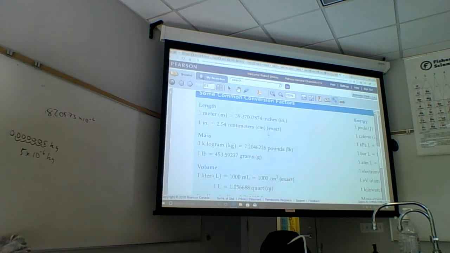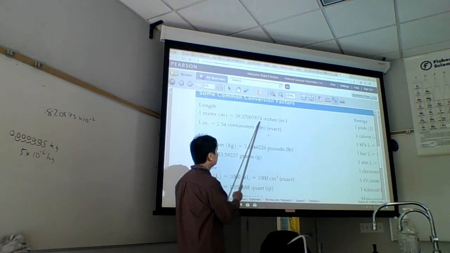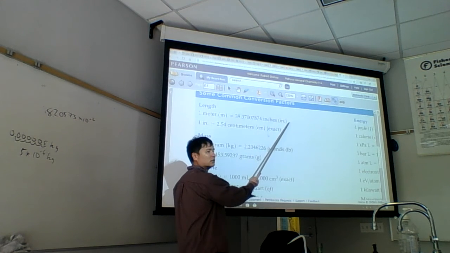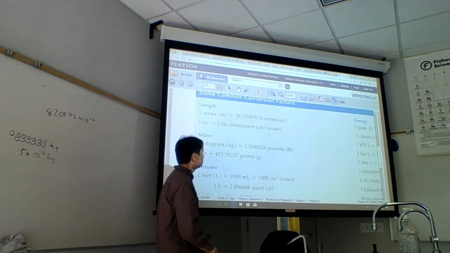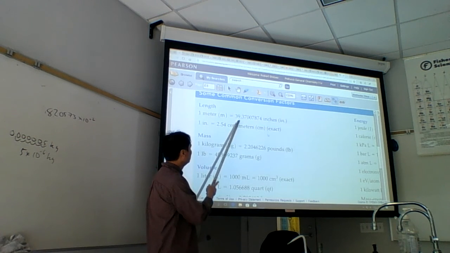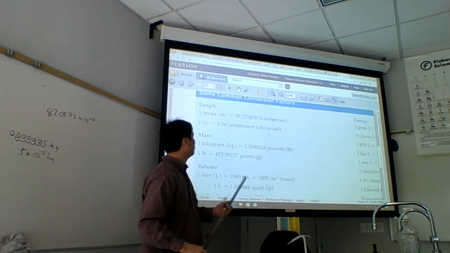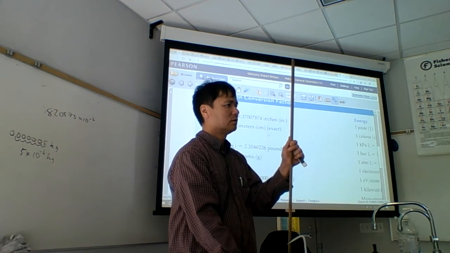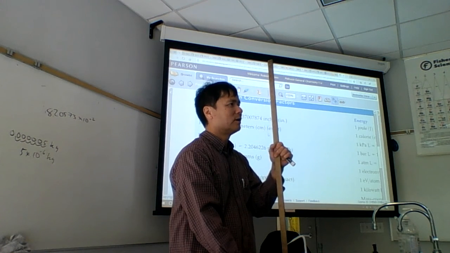Do you think this is exact? 1 meter is 39.37007874 inches. Do you think that's exact? No, that's not exact. There are more digits here. Do we want to know them? Probably not. In fact, this first one, I just know to 2 sig figs. I just know that 1 meter is approximately 39 inches. That's it. But other than that, no. In fact, I don't even bother with that one.